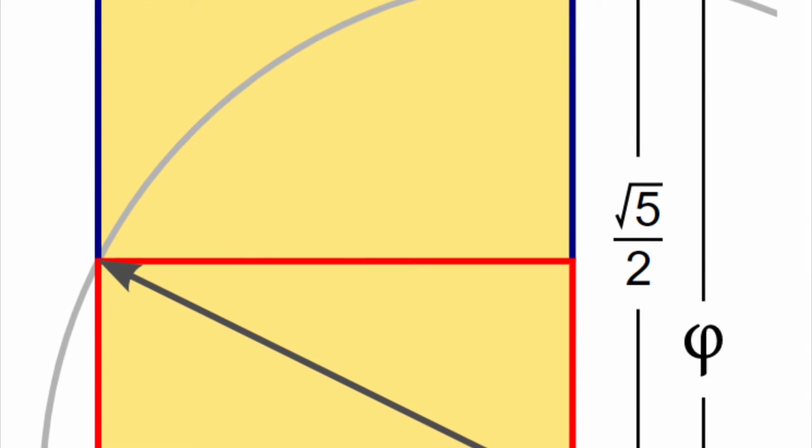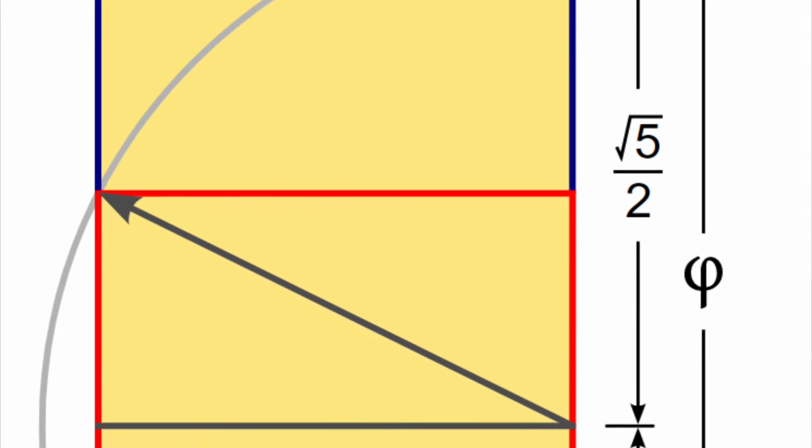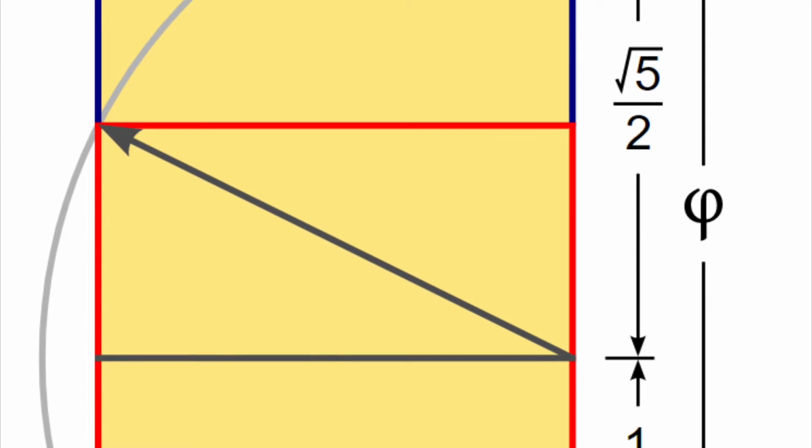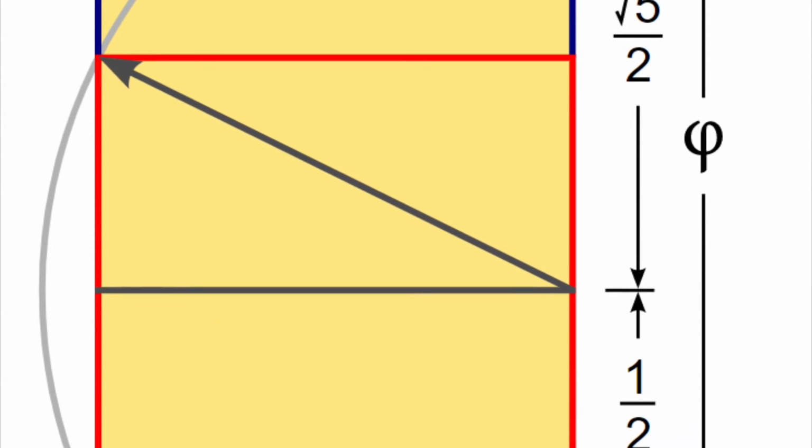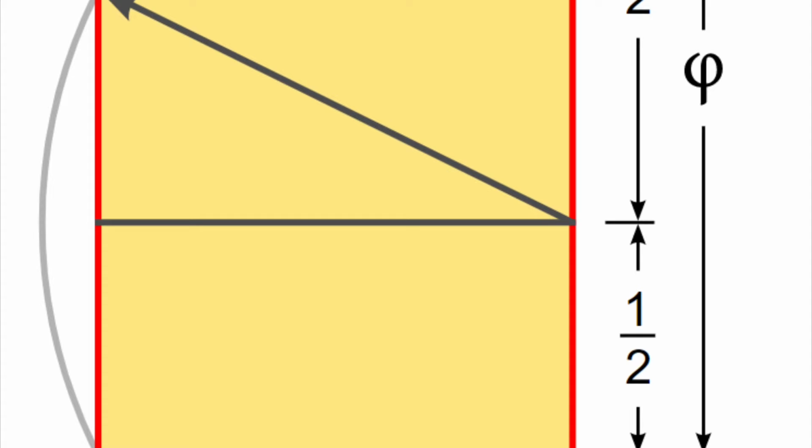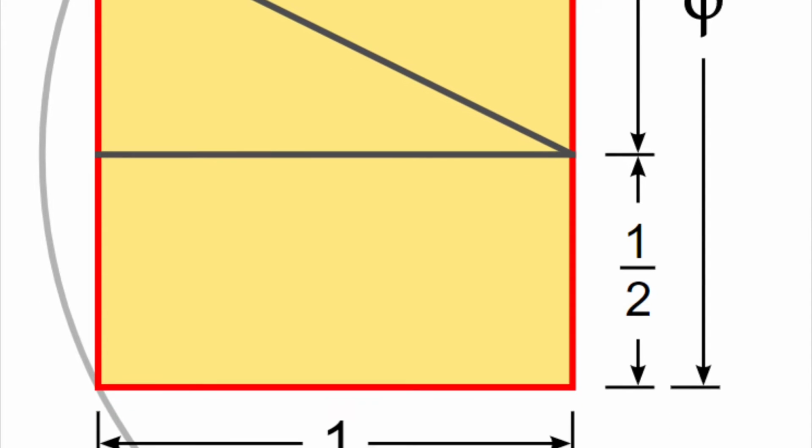A few months ago, my math teacher challenged me to delve deeper into these features of the golden rectangle, one of geometry's most notable phenomena. In researching, I learned that the ratio of the golden rectangle's side lengths is 1 to (1 plus square root of 5) over 2, or 1 to the Greek letter phi.